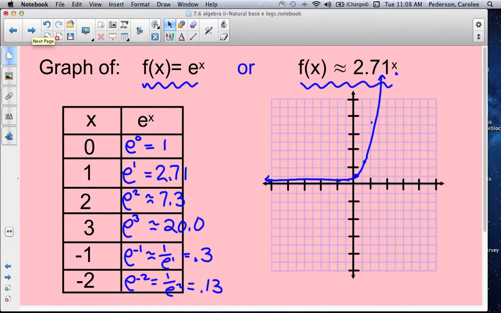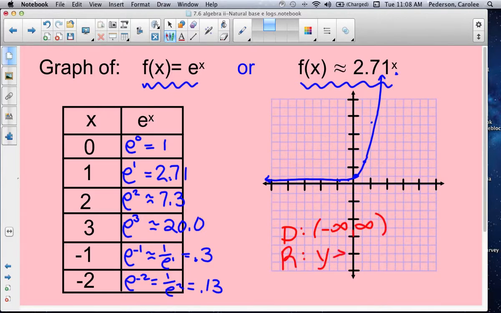It has a domain of all real numbers, so negative infinity to infinity. It has a range of y greater than 0, and it has an asymptote at y equals 0. And then this is the critical point, over 0, up 1.